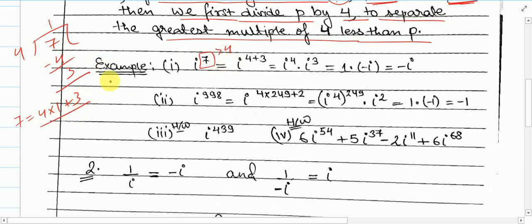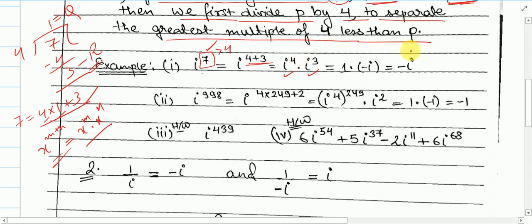After dividing, you will get your quotient and your remainder. So the dividend will be written as divisor into quotient plus remainder. So i to the power 7 is equal to i to the power 4 plus 3. Now you know that x to the power m plus n can be written as x to the power m into x to the power n. So using this law, you can write i to the power 4 into i to the power 3.